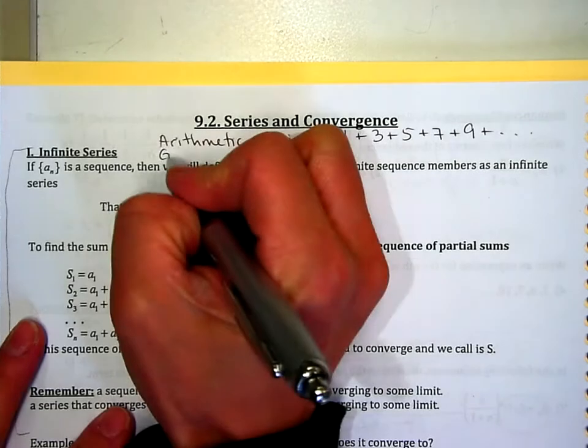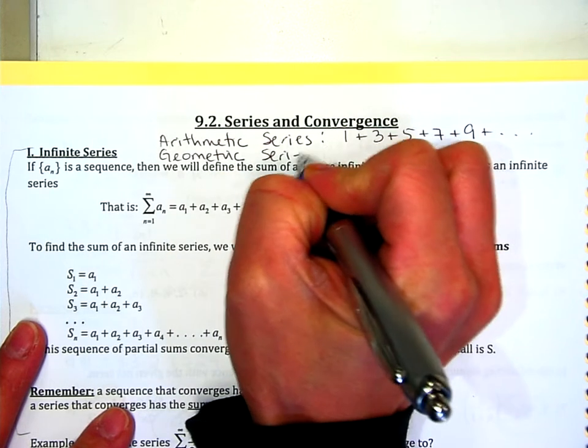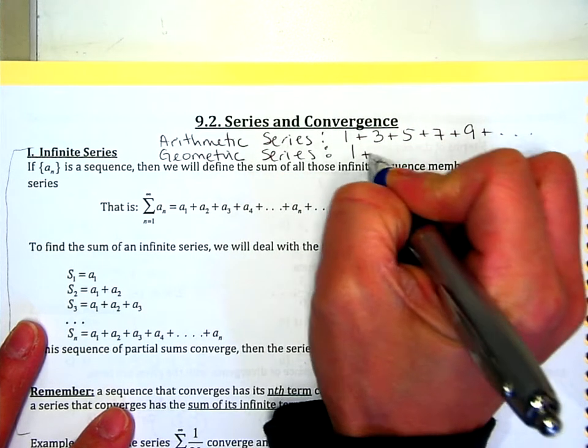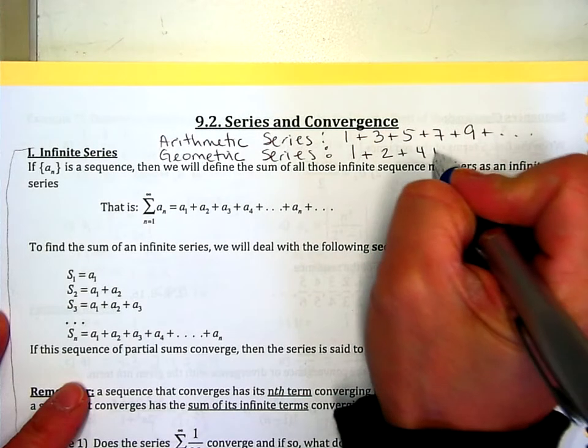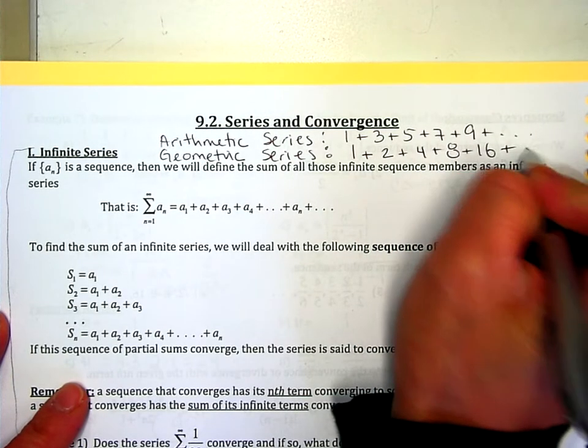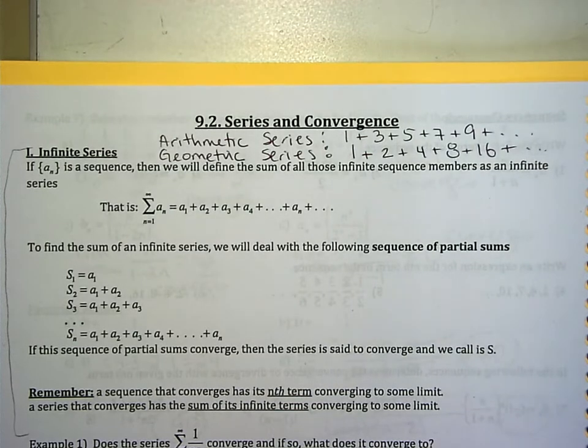The other type of series that you learned about is what's called a geometric series. That is when you multiply by the same number to get to the next term. So this is a series because you're adding a list of numbers, but it is called a geometric series because every previous number is being multiplied by 2.